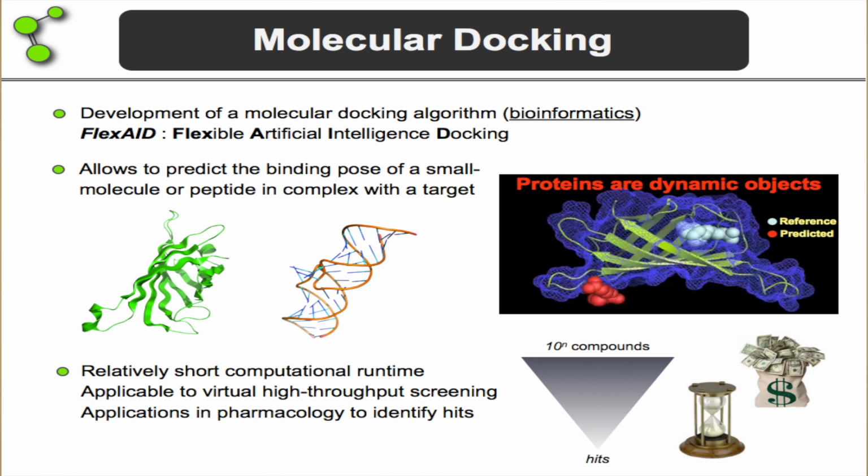And because docking in general has a relatively short computational runtime, you can apply it to virtual high-throughput screening. And in pharmacology, the method is often used to screen large banks of thousands of compounds to identify initial hits. And that can make you save a lot of money and a lot of time. However, the main issue with docking is that the protein is most often considered as a rigid object when it should be flexible, because proteins are dynamic objects.